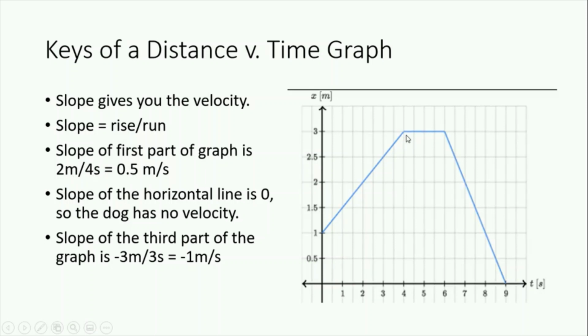On the second part, it has a flat horizontal line. And if you remember from geometry, if you have a flat horizontal line, the slope of that line is 0. So the dog for that portion has a 0 velocity.